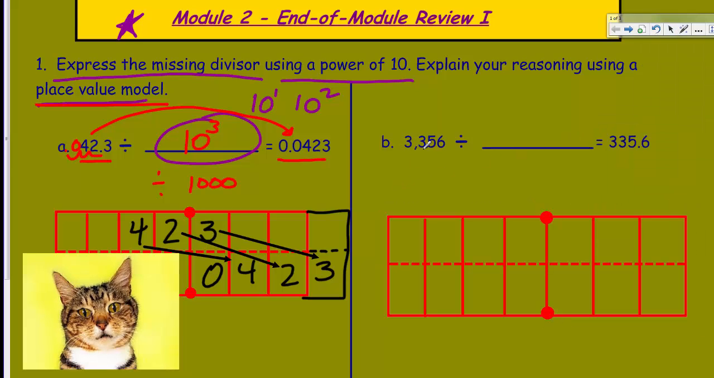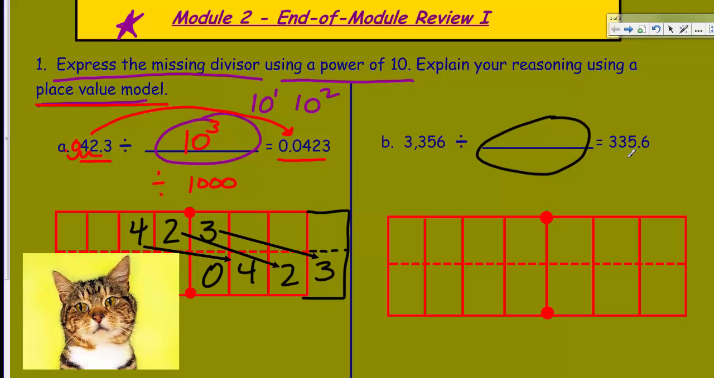So here we have 3,356. It's divided by some kind of divisor. We don't know yet, the power of 10. But we end up with this 335.6. Now, I know many of you are looking at that and you're going, Mr. Wara, I already knew what it is. And that would be really cool that you can see it right away. We're just going to go ahead and put it in here just to make it simple.